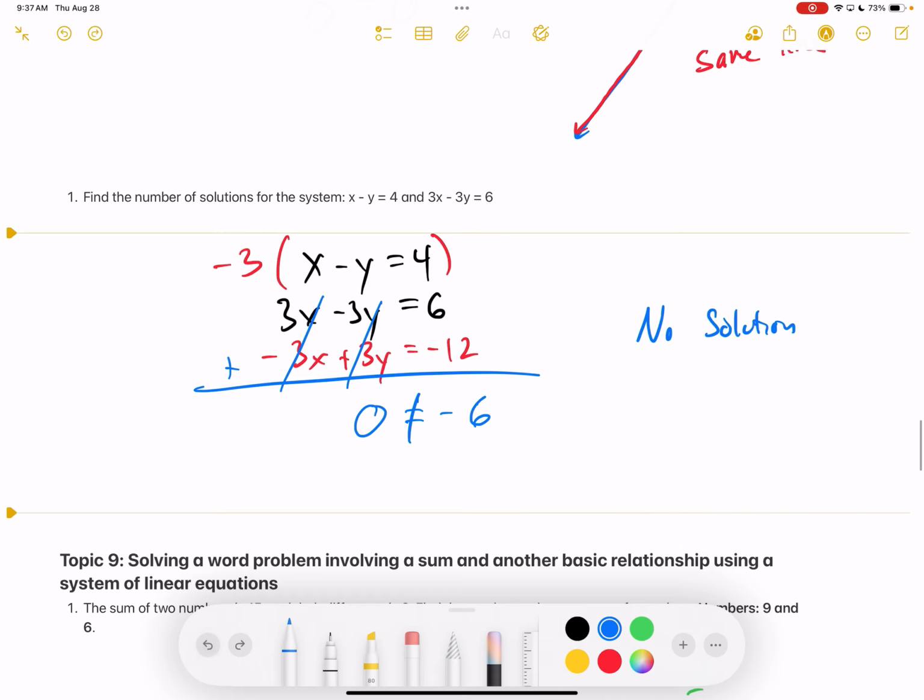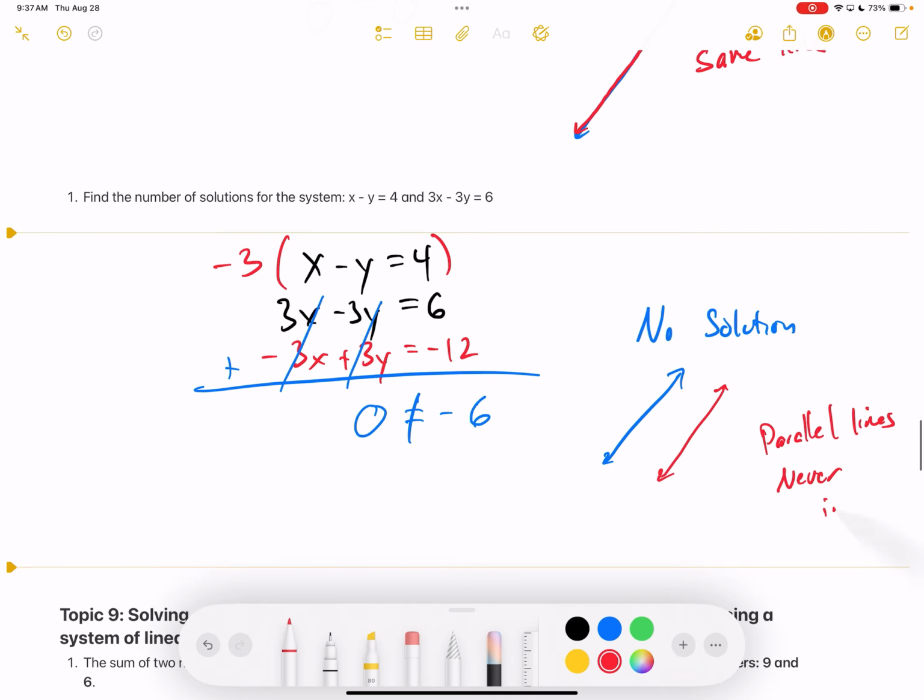What happens here is I actually have parallel lines. These lines never intersect, which is the definition of parallel lines. So there is no answer. There is no one point that would make, there is no point of intersection. So there's no point that lands on both of these lines.